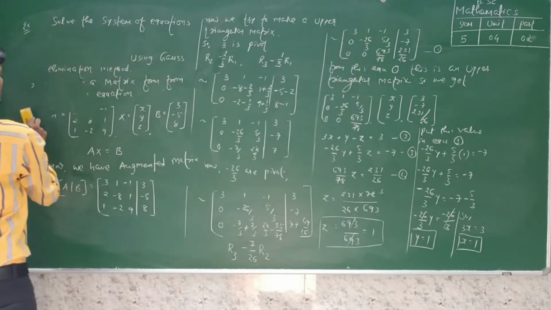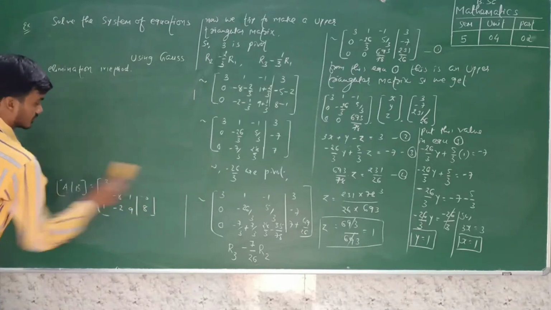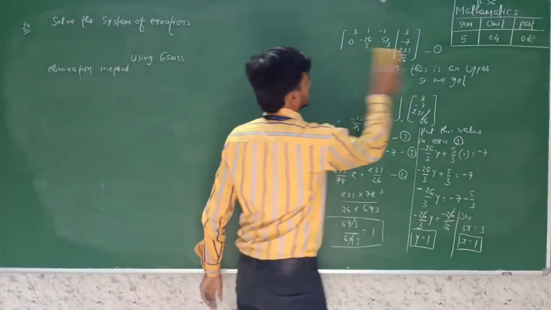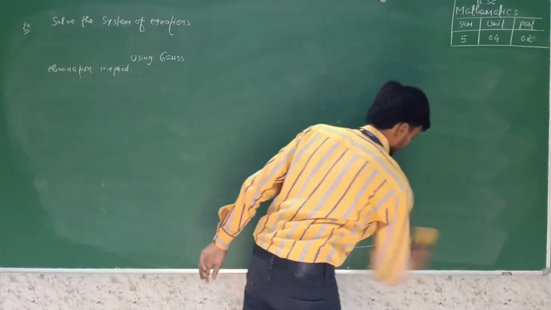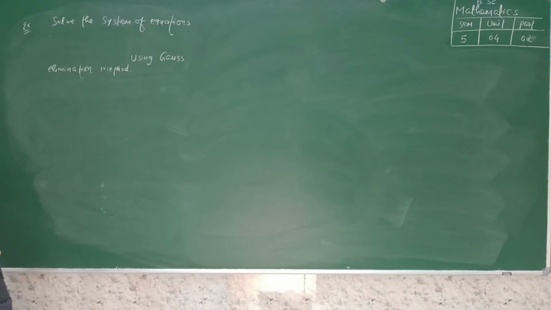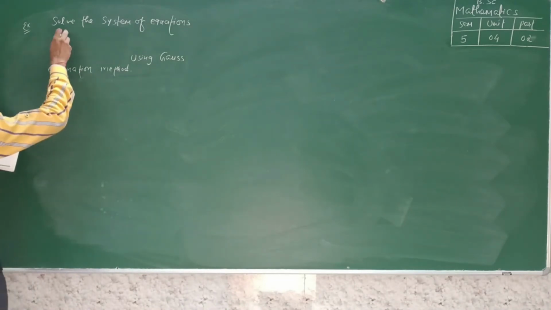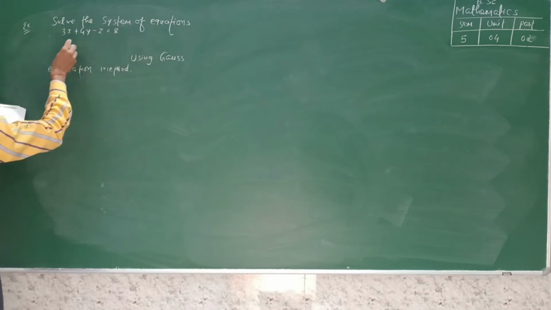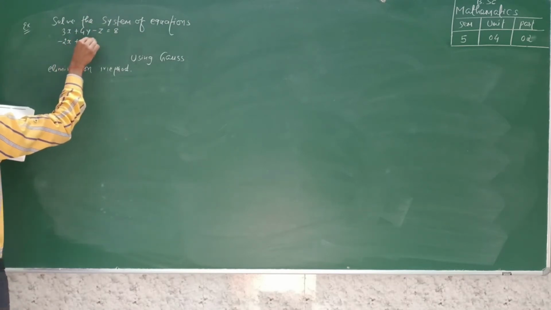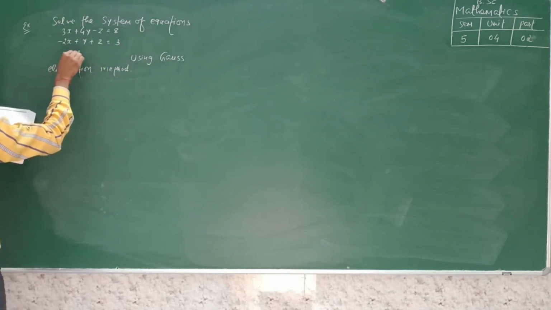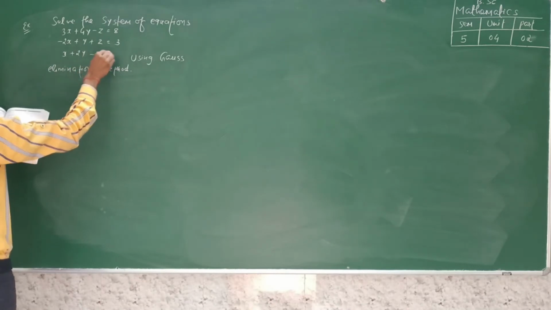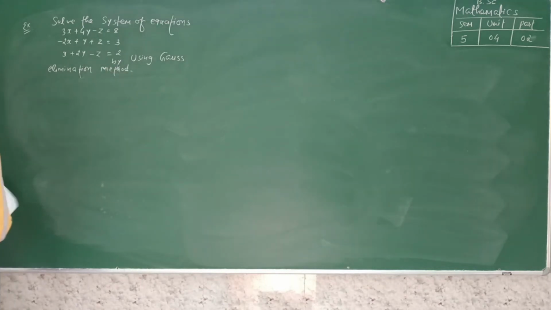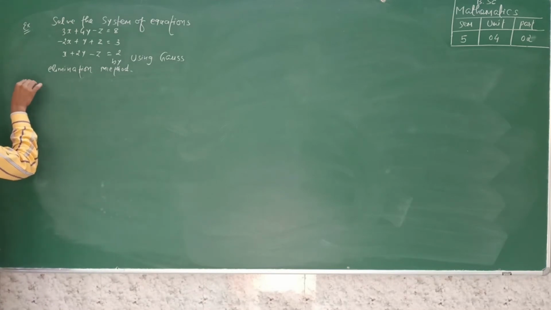Another example. Solve the following system of equations: 3x plus 4y minus z is equal to 8, minus 2x plus y plus z is equal to 3, x plus 2y minus z is equal to 2, by using the Gauss elimination method, same process.